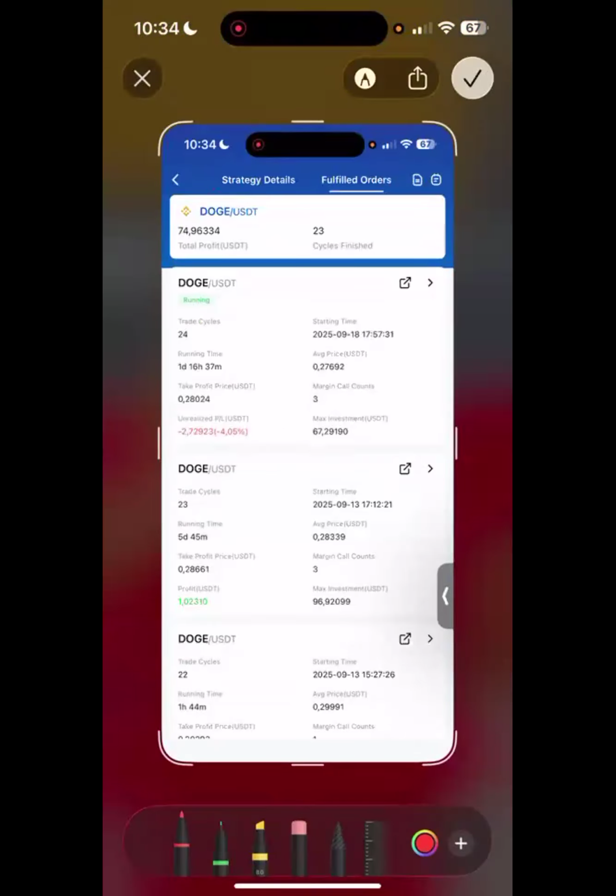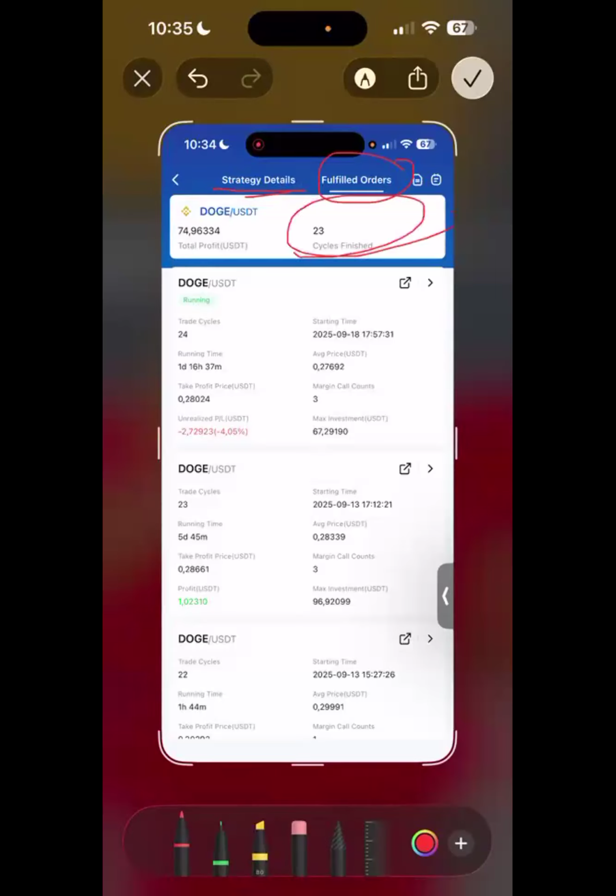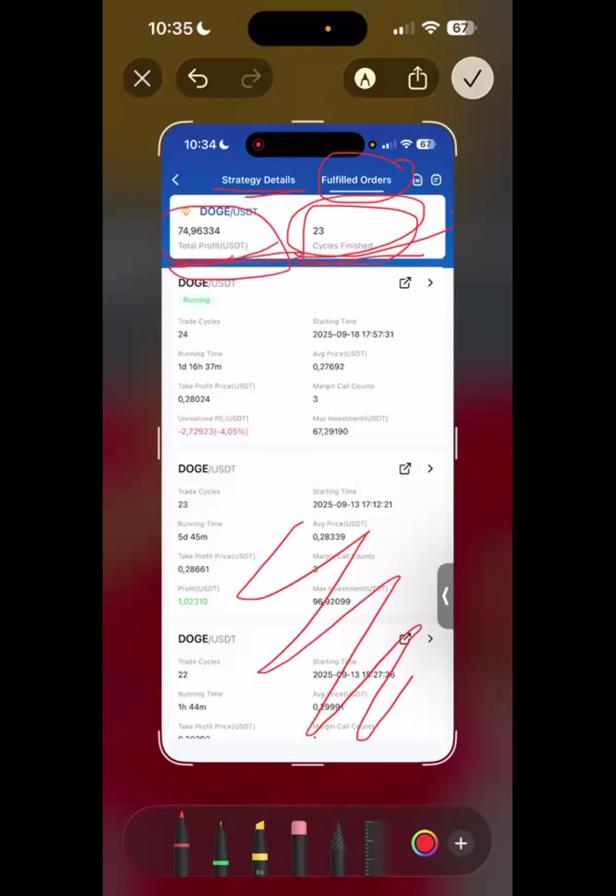Now let us switch to fulfilled orders. So I moved from here, now I'm here. In the fulfilled orders, you'll be able to see how many cycles have been completed, 23. Meaning it has bought and sold completely 23 times. Sometimes on a particular cycle, it can have like 4 margin call limits or 2 before it sells off completely. But the total profit that has been accumulated here is 74.